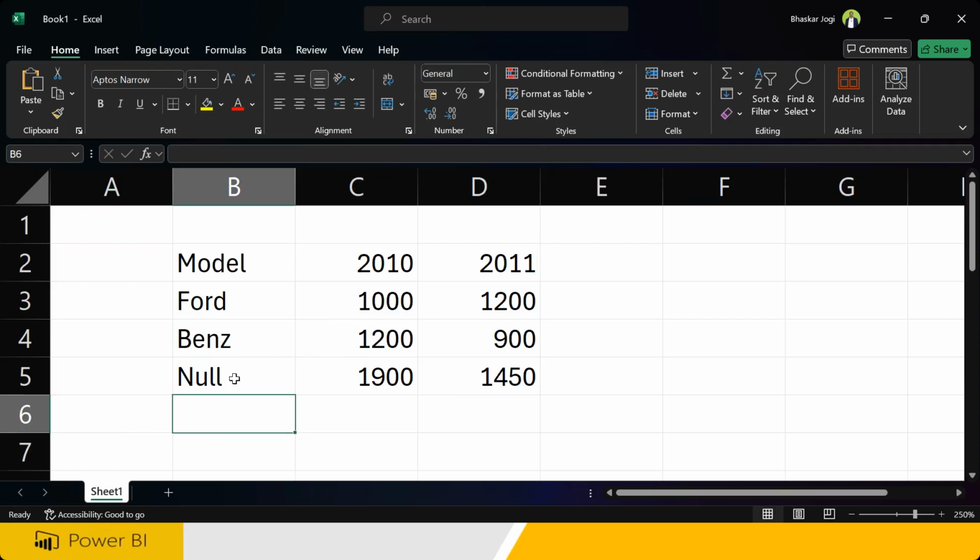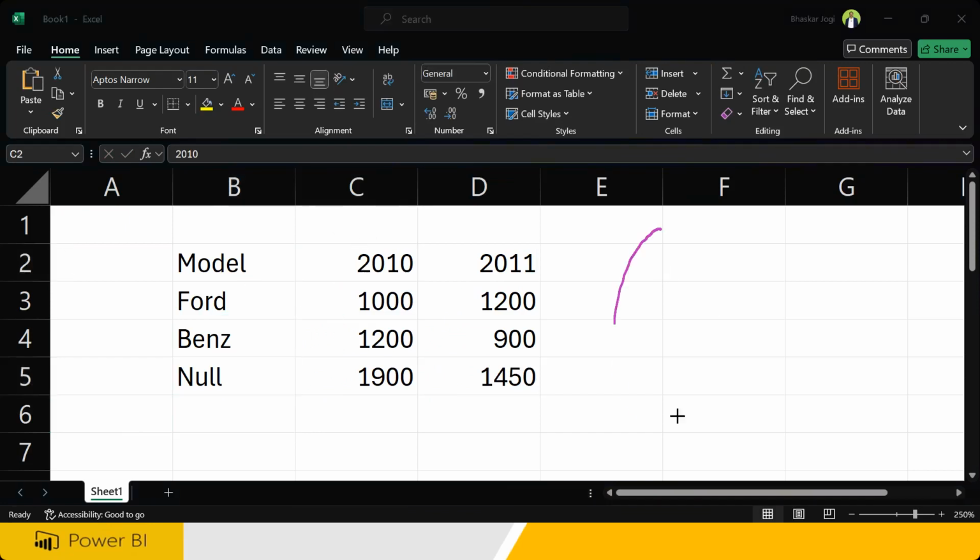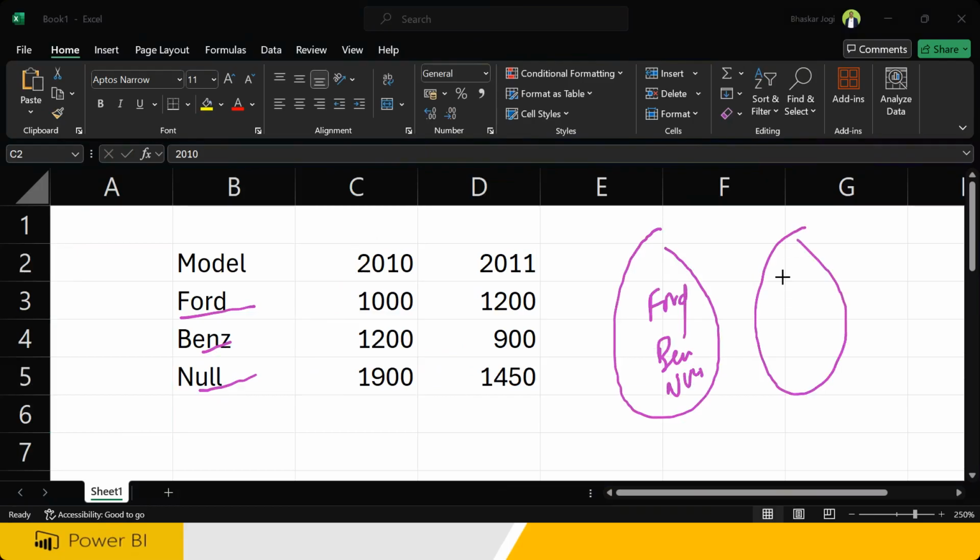Now, null also will get a lot of combinations. If you take this data, Ford, Benz, null, right? You have a Ford, you have a Benz, and you have a null. So this is one data set. The second data set is 2010 and 2011 sales: Ford sales and Benz sales, null sales and null sales. This is the reason why we are keeping null also here. Did you understand?